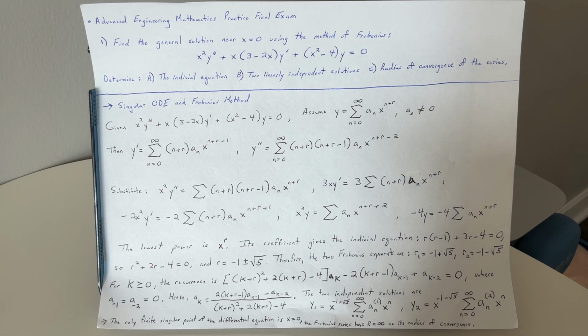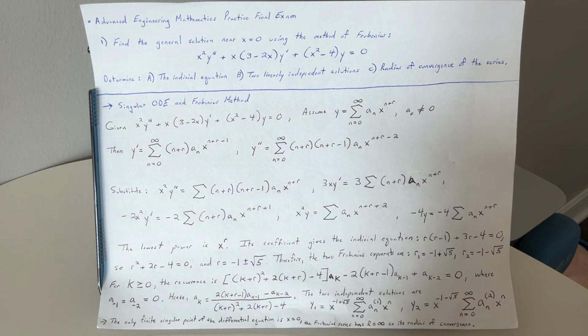So what we have here is that the lowest power is x to the r, and its coefficient gives the indicial equation: r times the quantity r minus 1 plus 3r minus 4 equals 0. So r squared plus 2r minus 4 equals 0. And solving for r, r equals negative 1 plus or minus the square root of 5. Therefore, the two Frobenius exponents are r sub 1 equals negative 1 plus the square root of 5, and r sub 2 equals negative 1 minus the square root of 5.